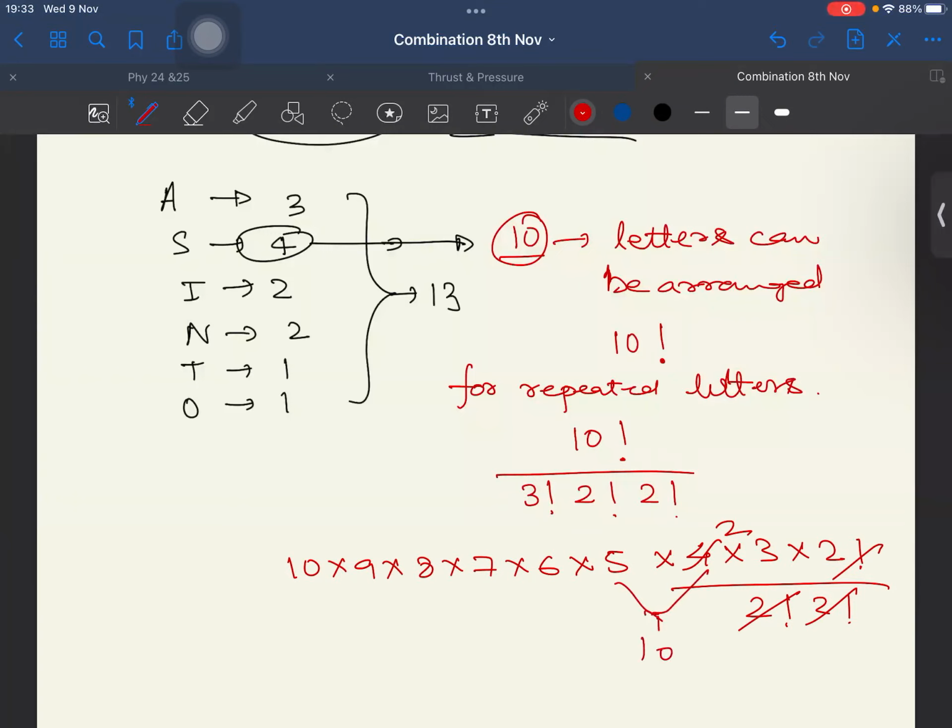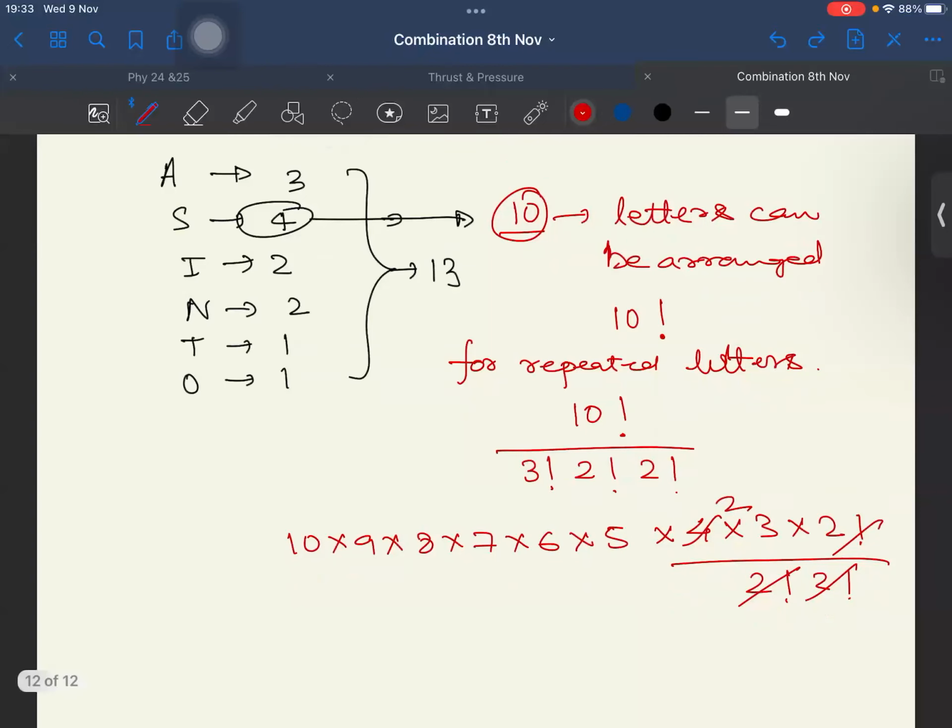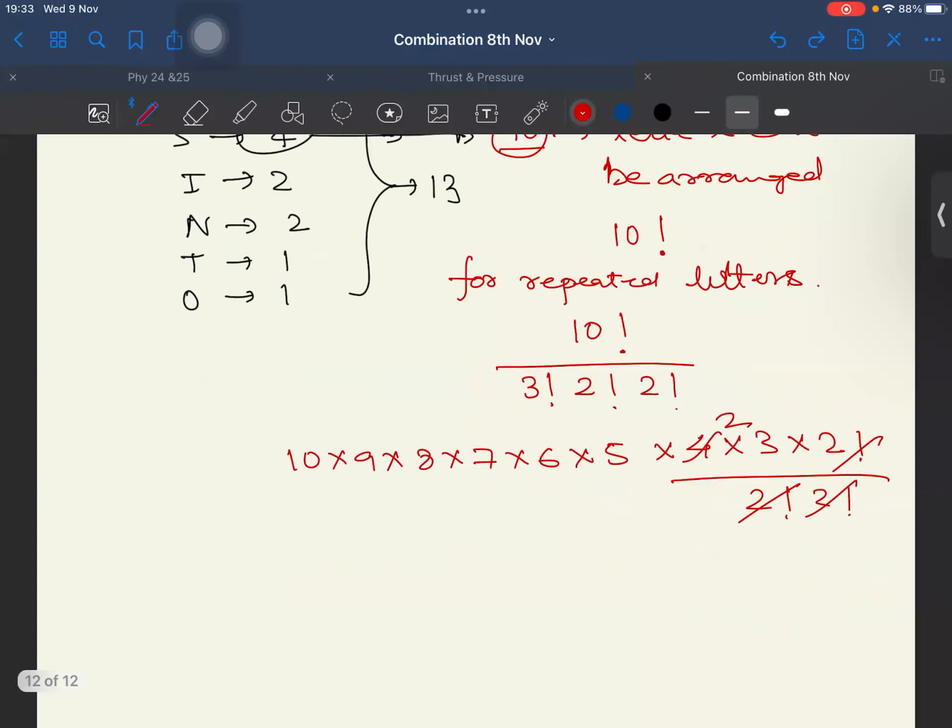There is no shortcut. You just need to multiply. So this will be around how much? Sir, it's 151200. How did you do it? You multiplied all the numbers, or you used the calculator? Yes, sir, I multiplied.